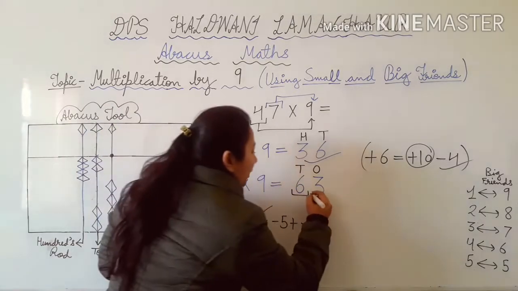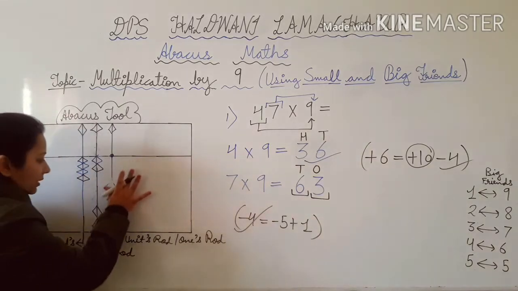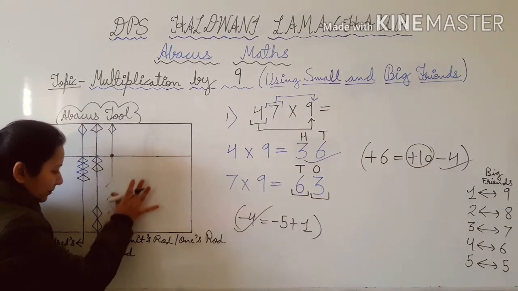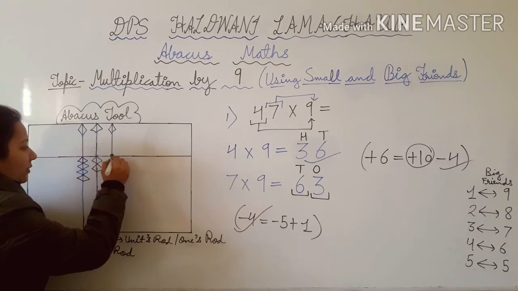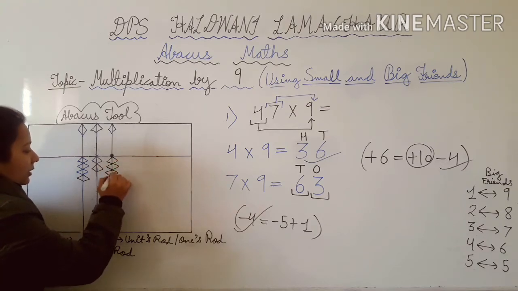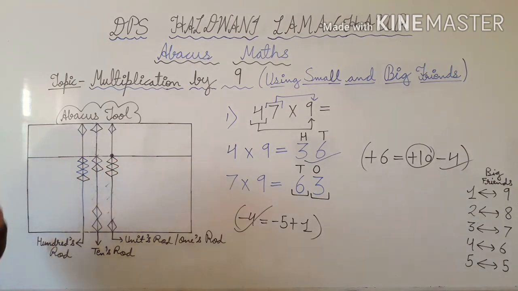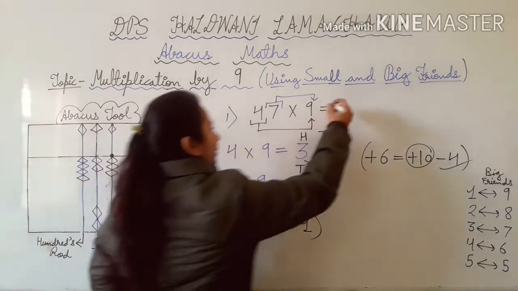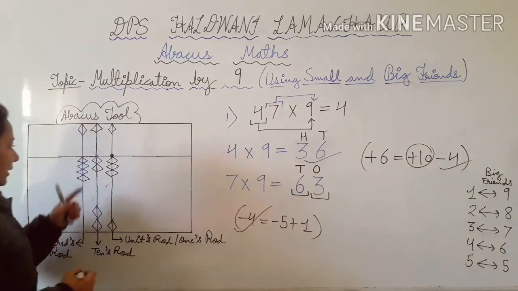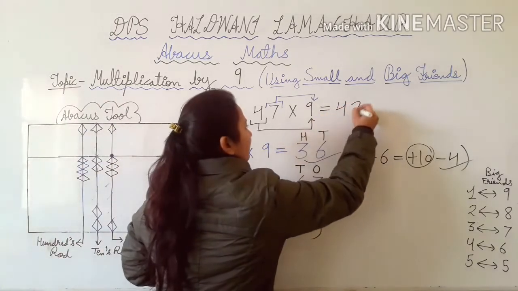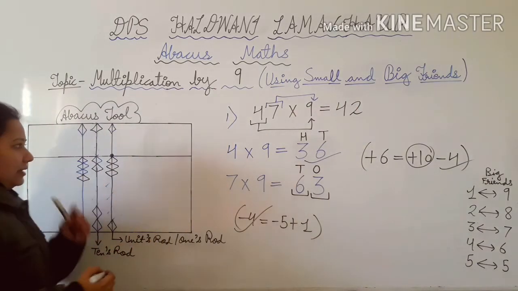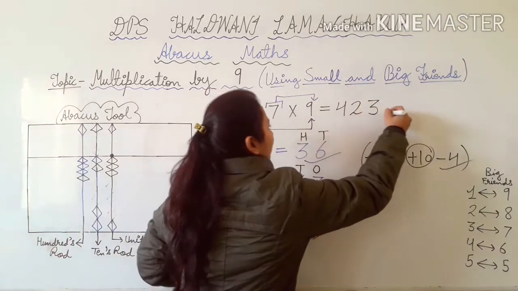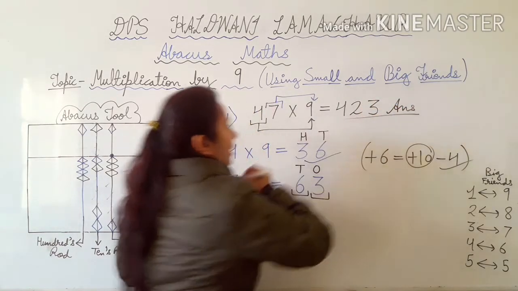Now the next we have to add 3 in the ones rod. 3 means put the 3 beads up. 1, 2, 3. Now this sum is completed. Now count. See, 4 is there in the hundreds rod. The second, 2 is there in the tens rod. And the last, 3 is there in the ones rod. And this is your answer.